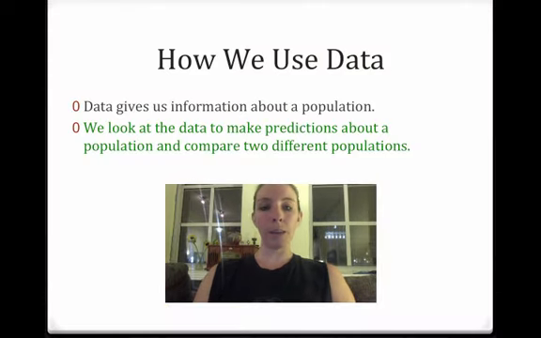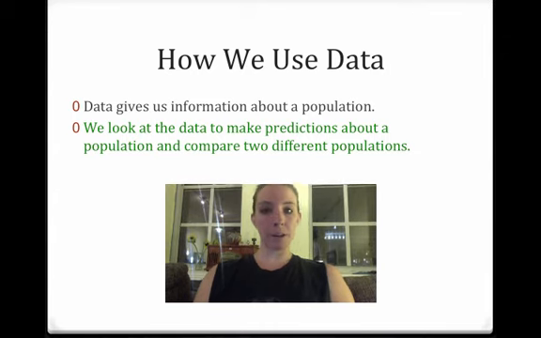All right, so how we use data. Data gives us information about a population. We've kind of already started figuring that out. We've looked at the baseball players. We can look and see, okay, who's a better hitter based on their batting average or the number of home runs. Which team has more home runs on average. We can tell a little bit about the people we're surveying based on the data that we collect.